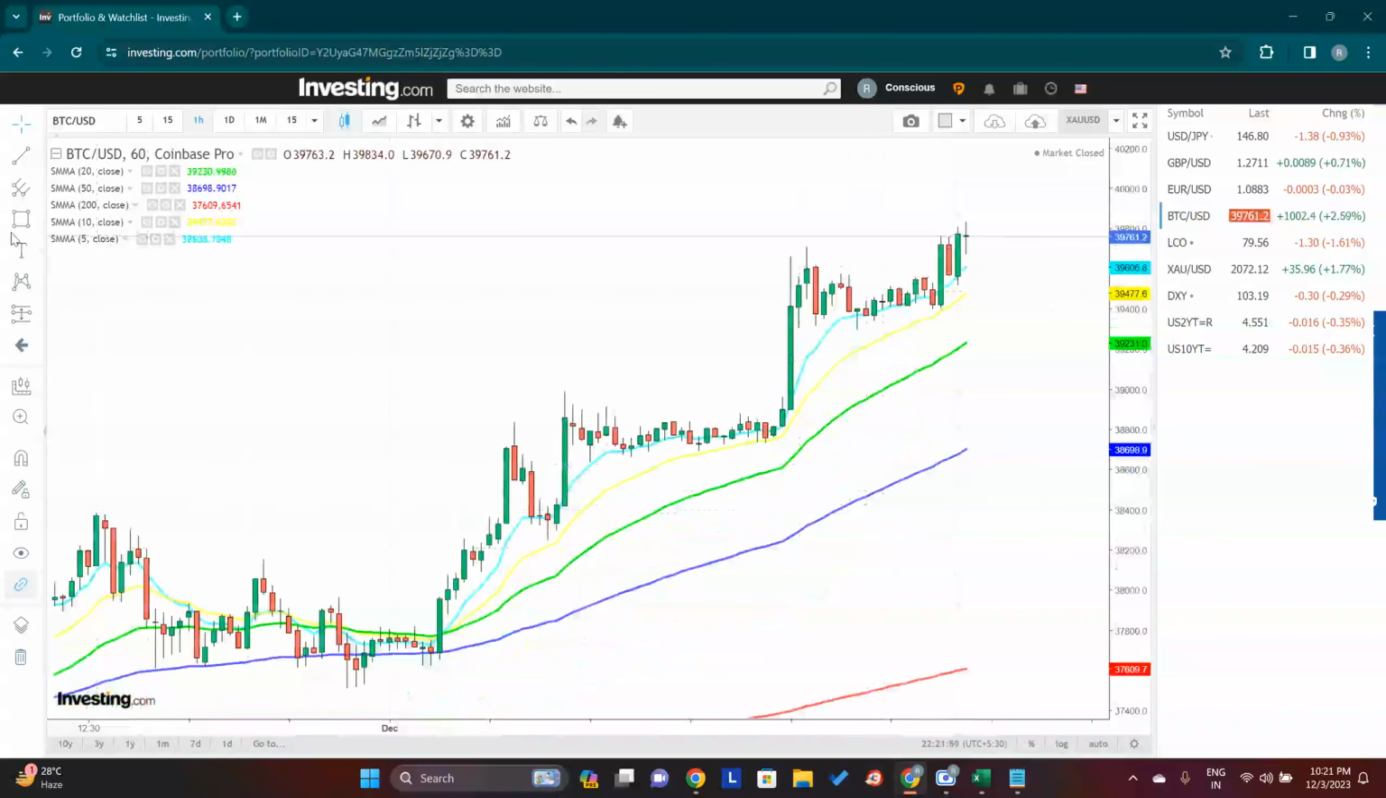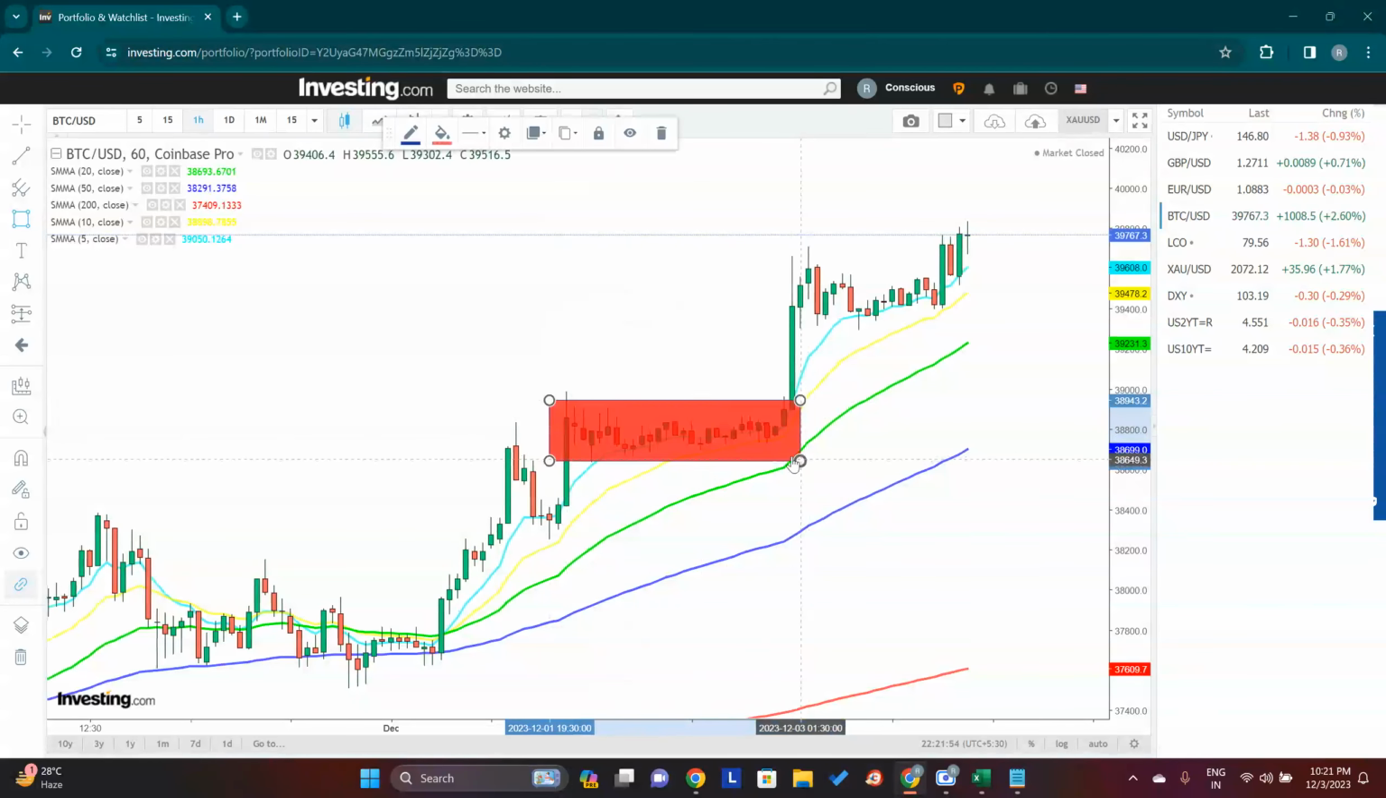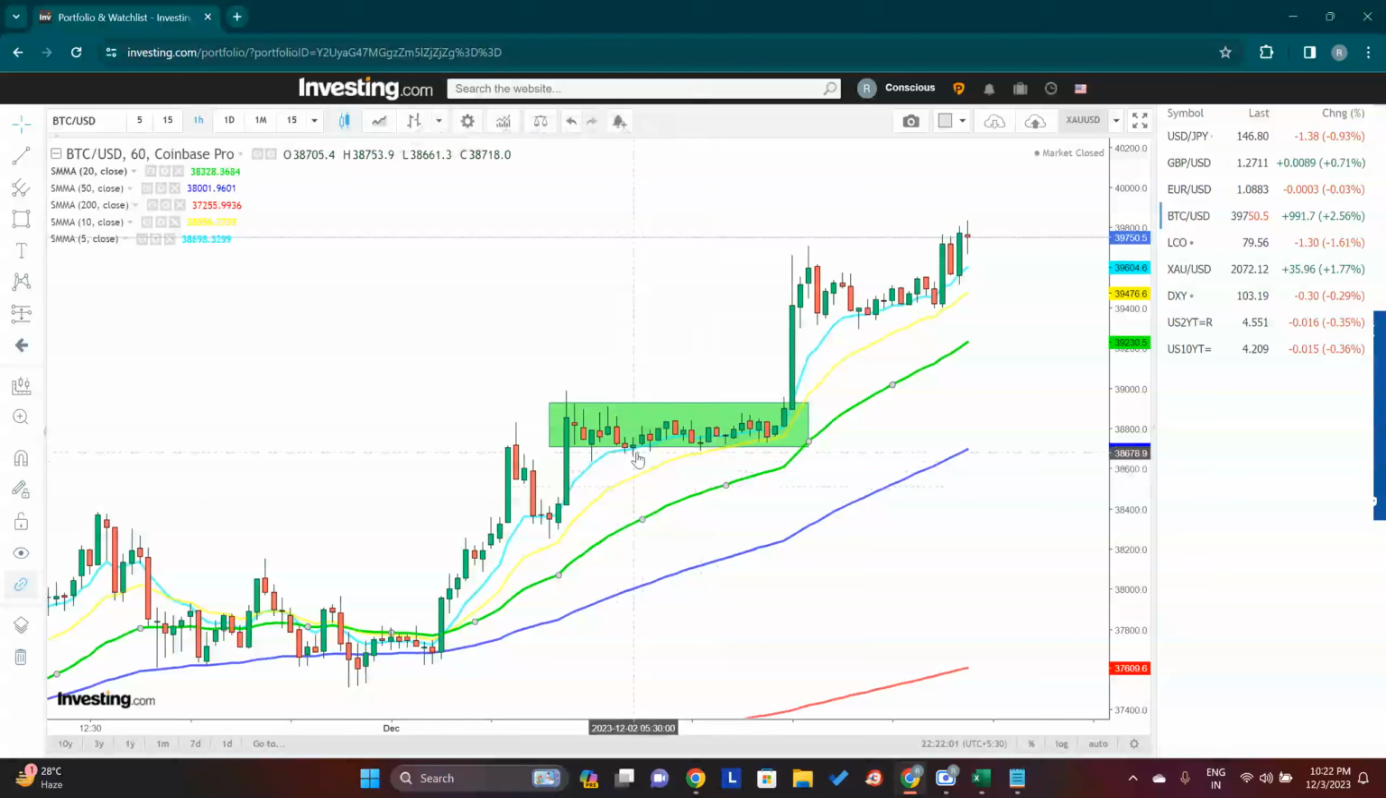Yesterday, that was on Saturday, what I noticed in a bullish trend was that price was consolidating in this area, and price was not going down. Finally this breakout came and price went from around 38,920 to around 39,500.